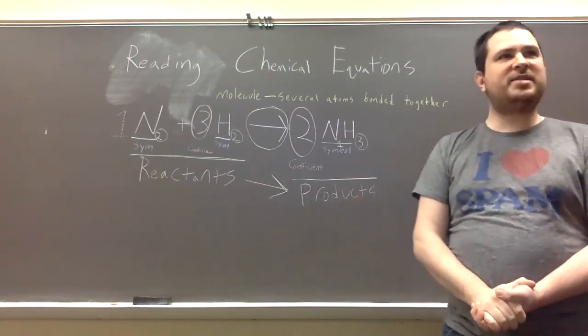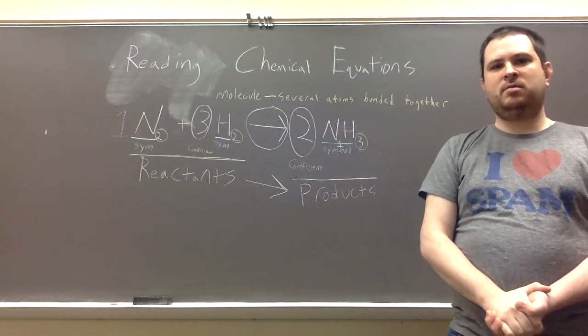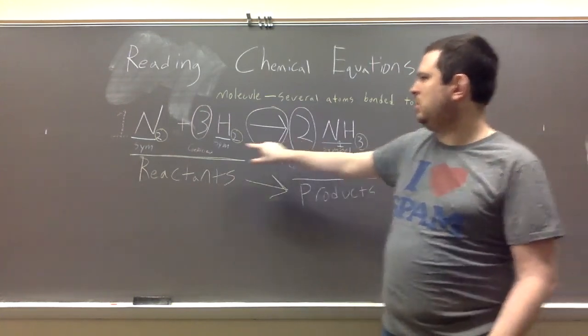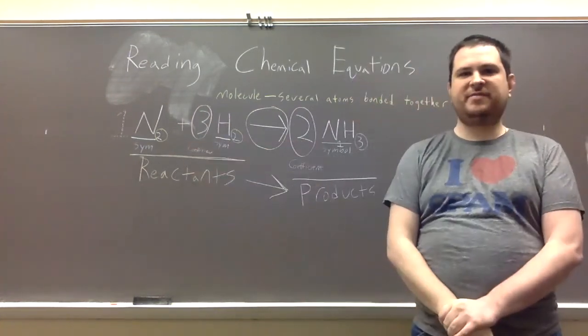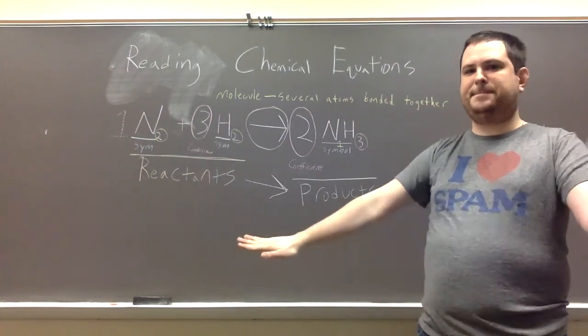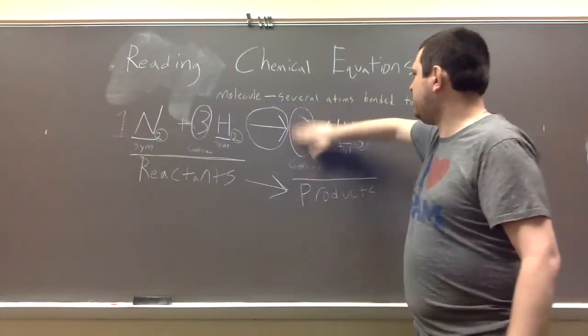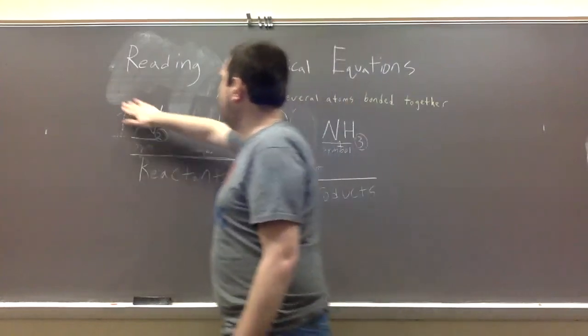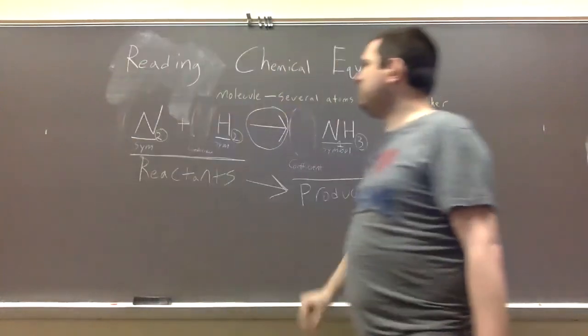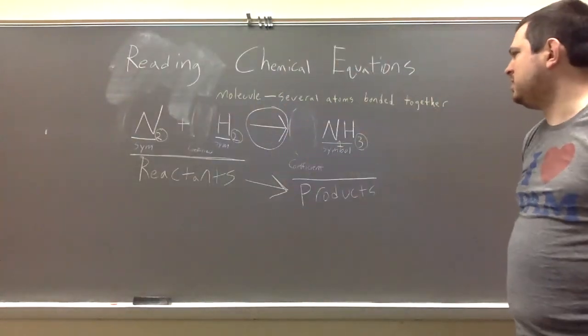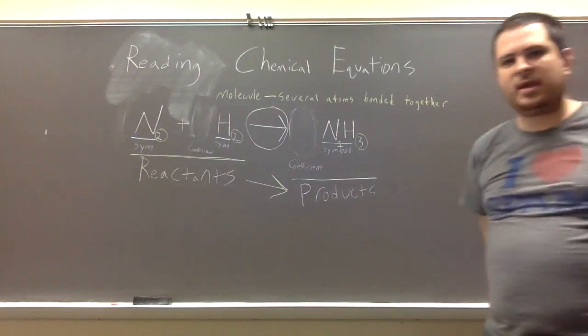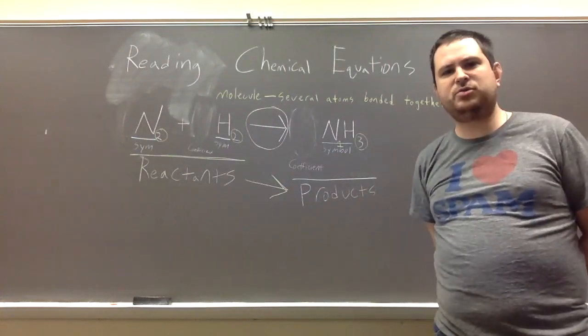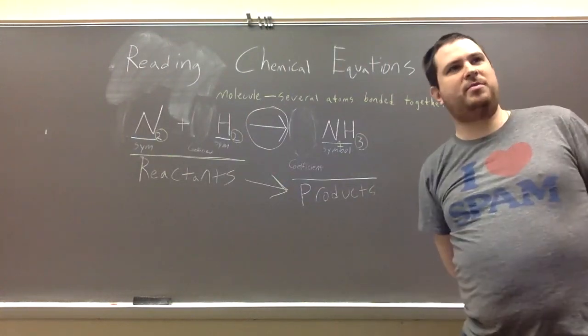So, the next video we have will be, how do we figure out these coefficients? If I give you just a blank slate where I erase the coefficients, and I just give you nitrogen plus hydrogen equals ammonia, how can you figure out what numbers we need to put there? That will be our next lesson.